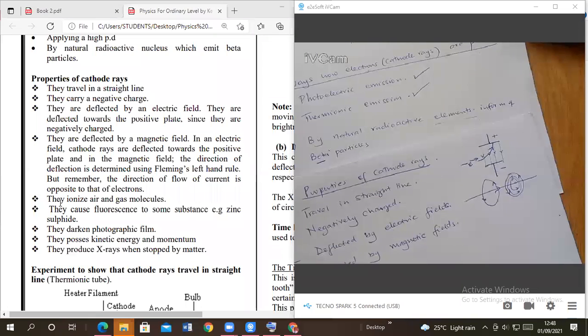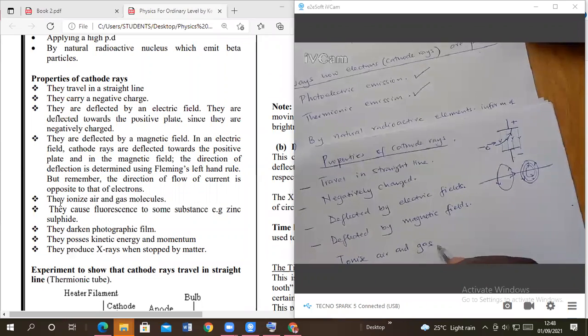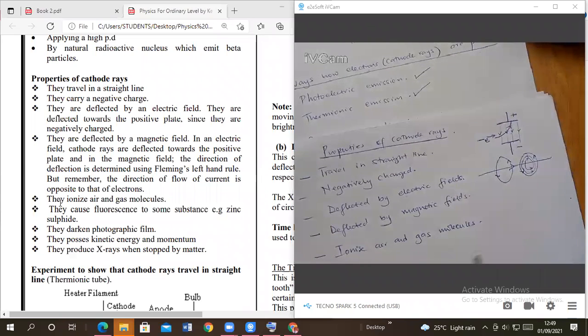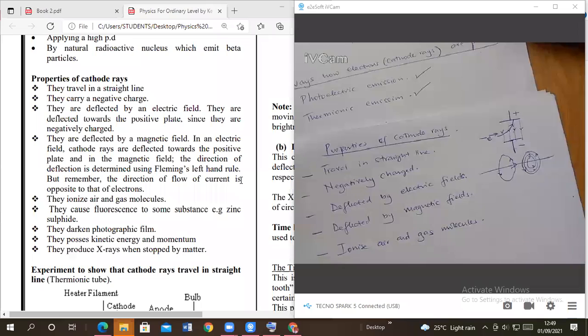They ionize air and gas molecules. Members, we shall look at these words here, Fleming's left hand rule. By the time you finish senior 4, you should be able to know all these things, and it will be just nice for you. Number seven, they cause fluorescence. Members, have you understood ionizing air particles?